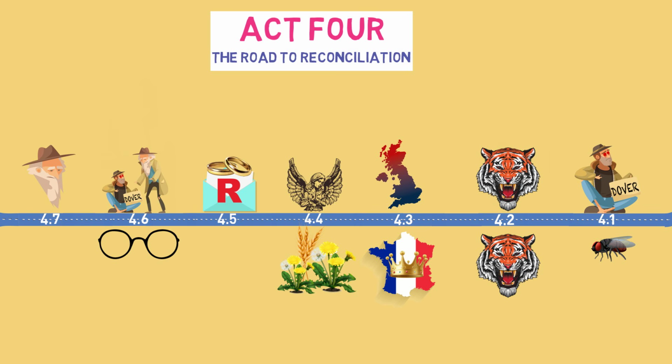And in Scene 7, Lear is reunited with Cordelia. He says that he's bound on a wheel of fire, meaning he's suffering with guilt for rejecting Cordelia, but he and Cordelia are reconciled when she forgives him.